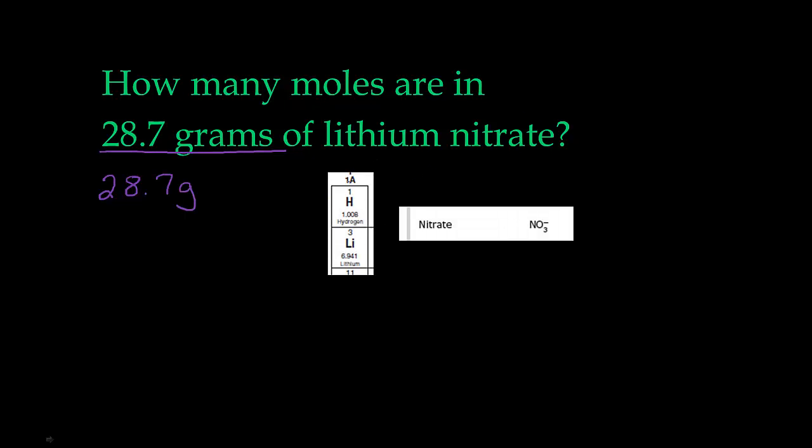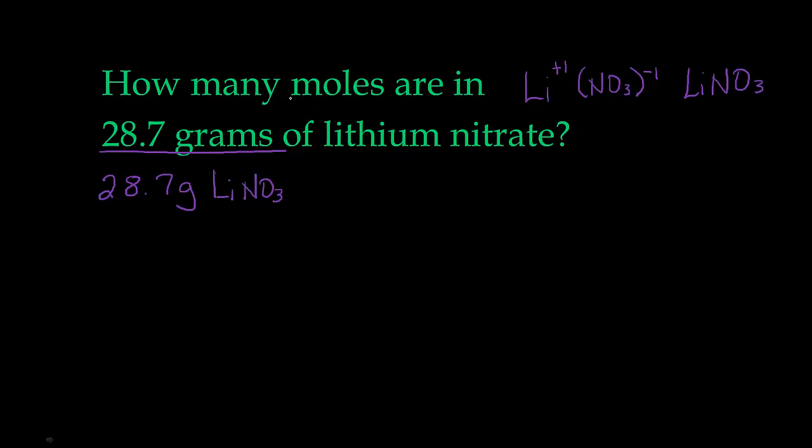Lithium is in group 1, so it has one valence shell electron, and it's a metal, so it is going to have a +1 charge. Nitrate is NO3 with a -1 charge. Since +1 and -1 add to be 0, the formula for lithium nitrate is simply LiNO3. So we're going to put LiNO3. Now we are looking for moles, so I'm going to draw my dimensional analysis grid here.